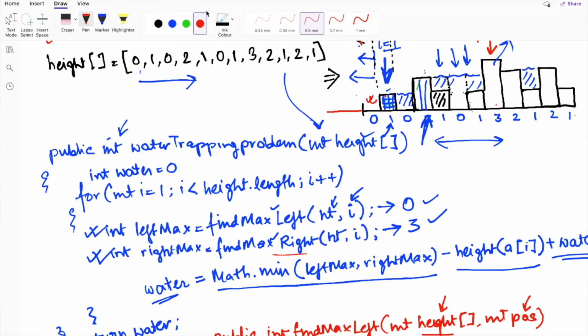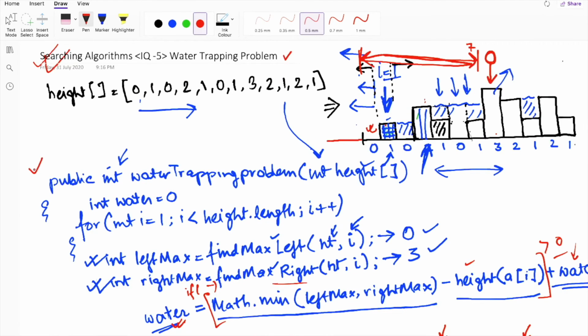One more condition that you need to handle over here is that if the value of this thing is greater than 0, then we should add the result to our total. So you just need to write another if condition over here that if the value of this is greater than 0, then you need to add the result to the total amount of water.